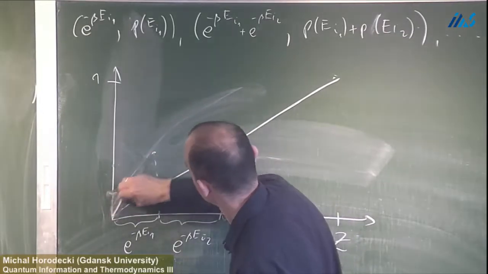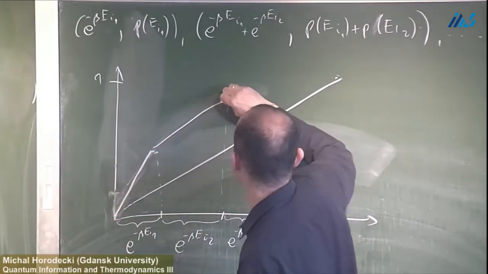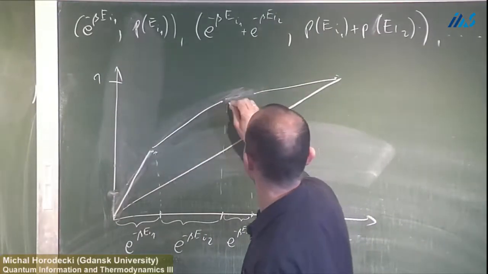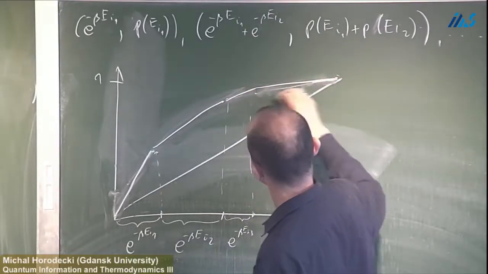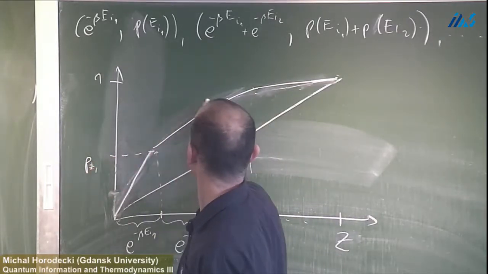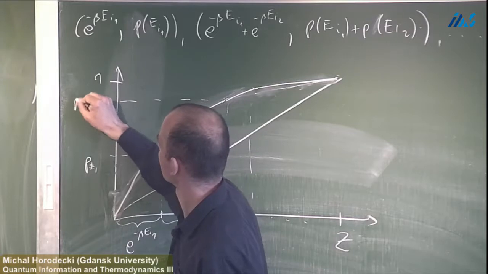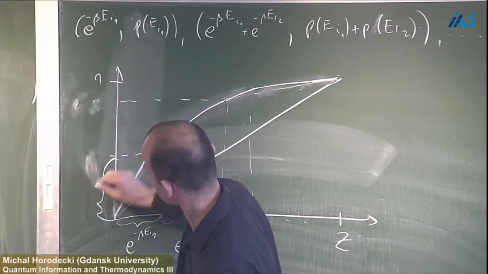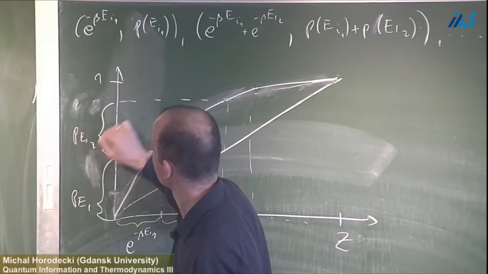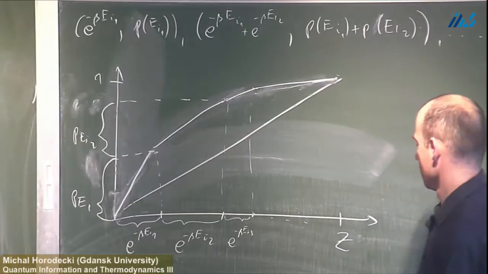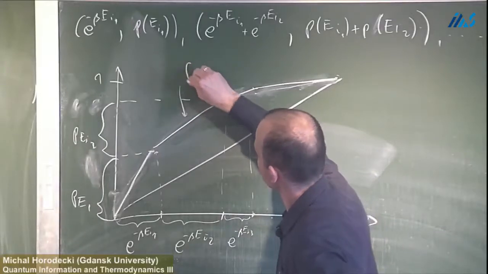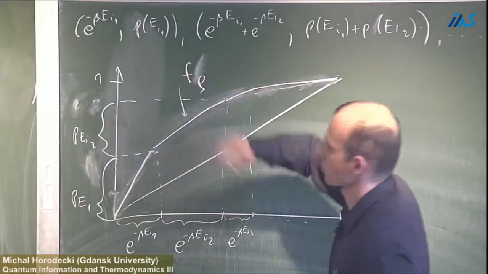So it's always convex. This is good. So here is, say, P of E1. Here you have P of E1 plus. Let's put it like that. Yes. Here is P of E1. Here is P of E1, E2, and so on. Good. So this thing is a function that is ascribed to rho.